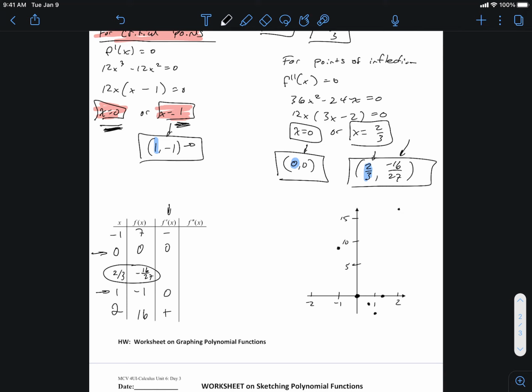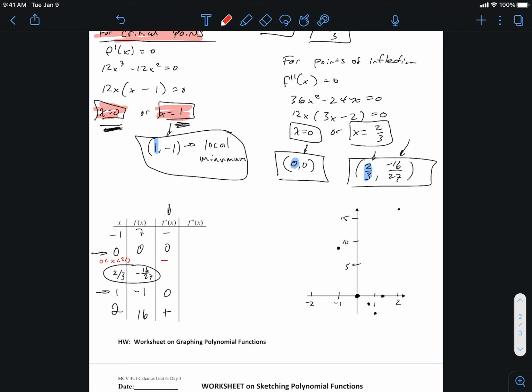Just by looking at this now, though, it's becoming kind of clear that this is going to be a local minimum. If I were to look at, let's say, the interval between 0 and 2/3, what's going on in there? Well, if I check the derivative there, the slope is still going to be negative.